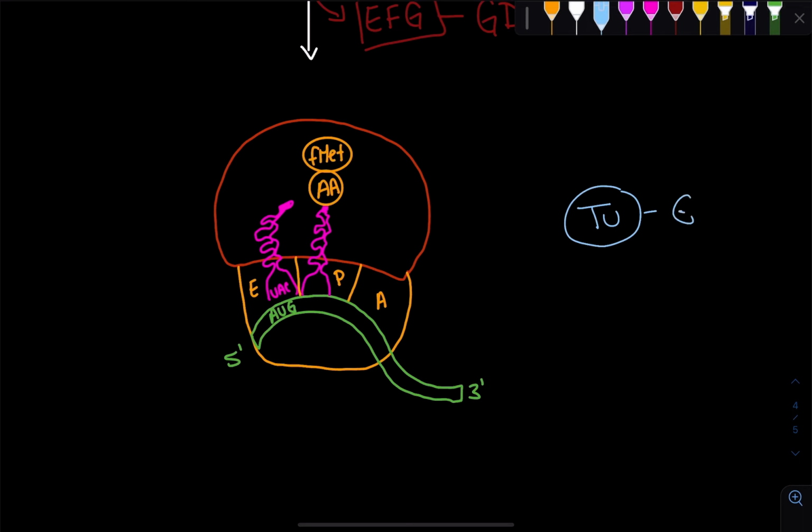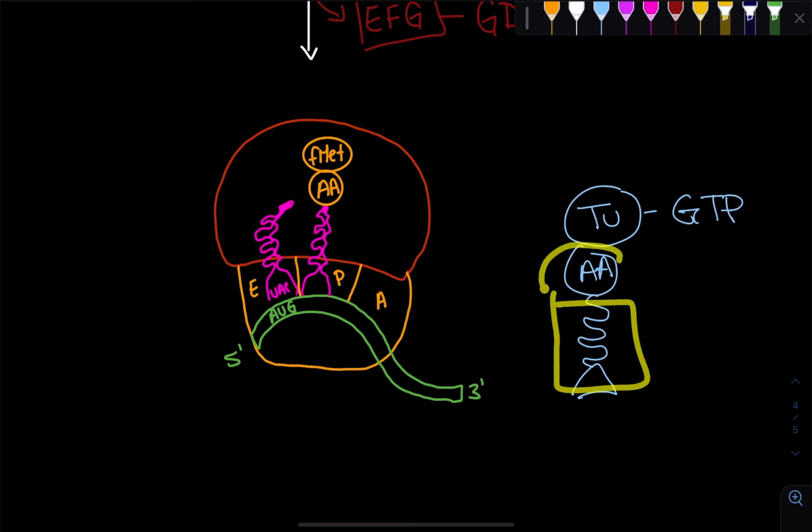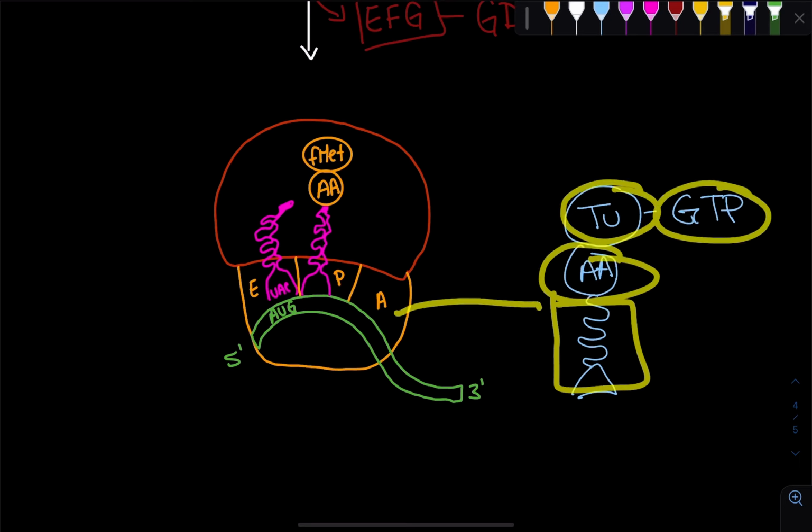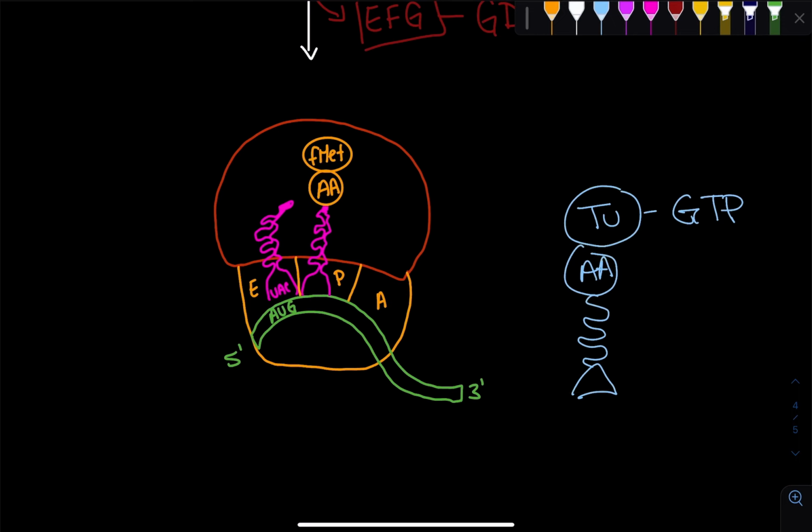EF-Tu, thermo-unstable, has GTP bound to it, and it's going to bind to a tRNA. So this is our tRNA. It's carrying an amino acid. EF-Tu is bound, GTP is bound. It's going to come into the A site. Remember, EF-Tu, we're going to regenerate it with the help of Ts.